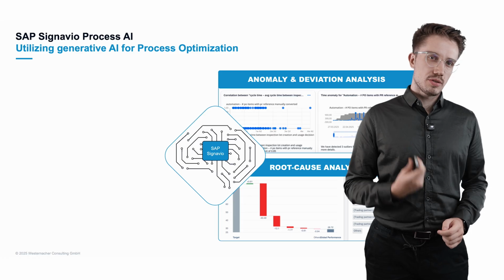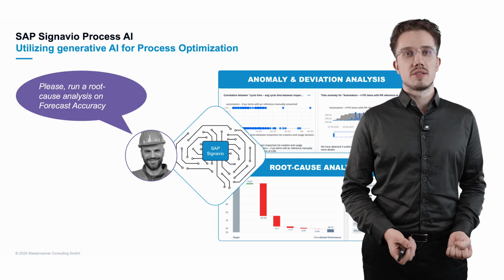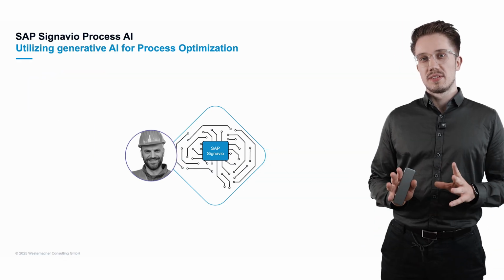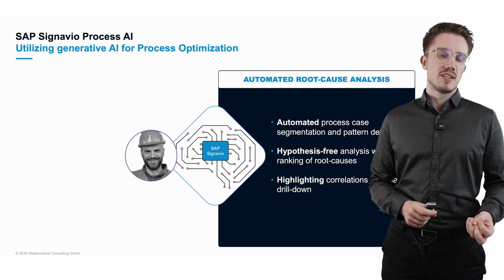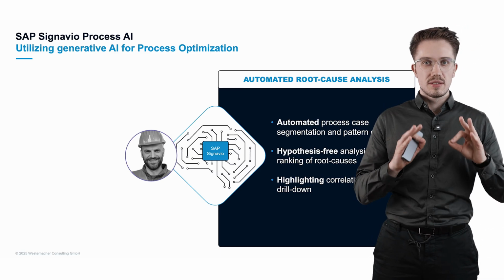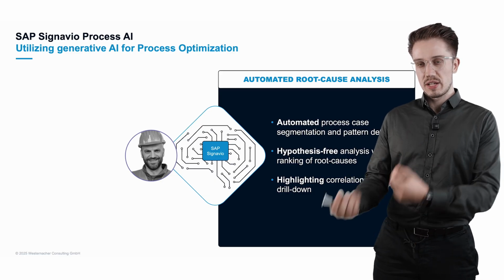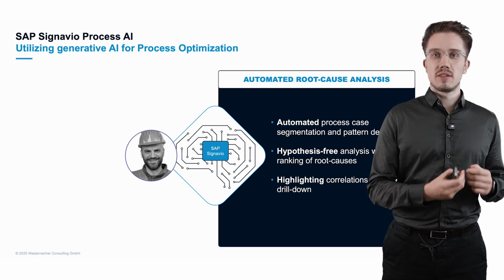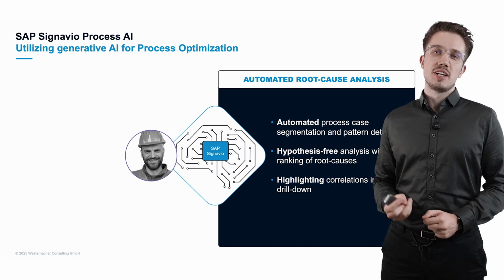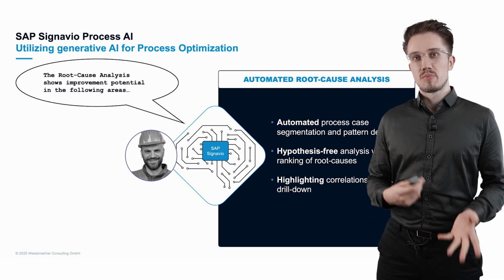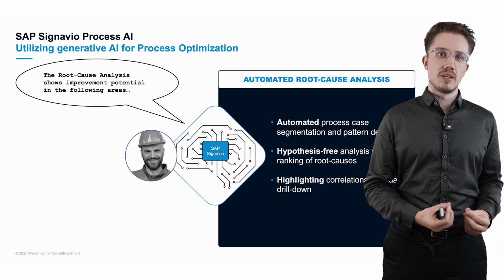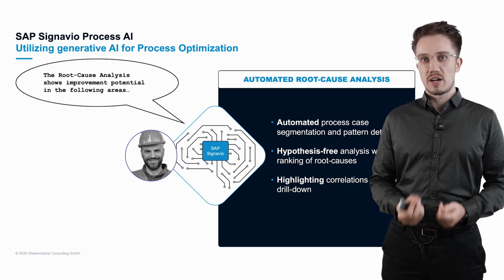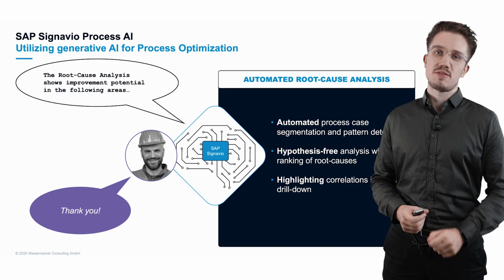So, Peter goes to ask, please run a root cause analysis on our forecast accuracy. So, the process AI goes to work. Running the automated root cause analysis, it is automatically segmenting the process cases and doing pattern detection. It is running a hypothesis-free analysis with ranking of root causes, and it is highlighting correlations in visual drill downs. Of course, our process AI is then spitting out the findings, showing Peter exactly where his improvement potentials are lying. And as always, Peter says thank you.